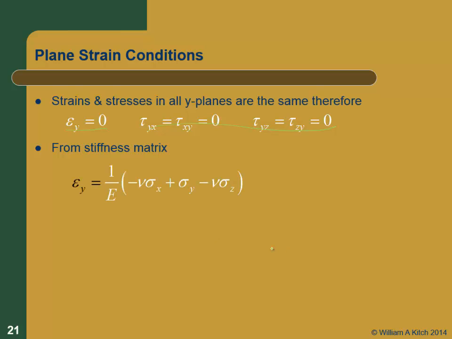Remember from our stiffness matrix that epsilon y was equal to minus nu times sigma x plus minus nu times sigma z plus sigma y, all divided by Young's modulus, right? I'm just taking that one line out of the stiffness matrix. And that's got to be equal to 0. So if I now solve for sigma y out of that, I find that sigma y has got to be equal to nu times (sigma x plus sigma z), because that's the one we're interested in, right? Do you understand why we did this? All I'm saying is, I know there's no strain in the y direction, so given that, what's the equation for sigma y?